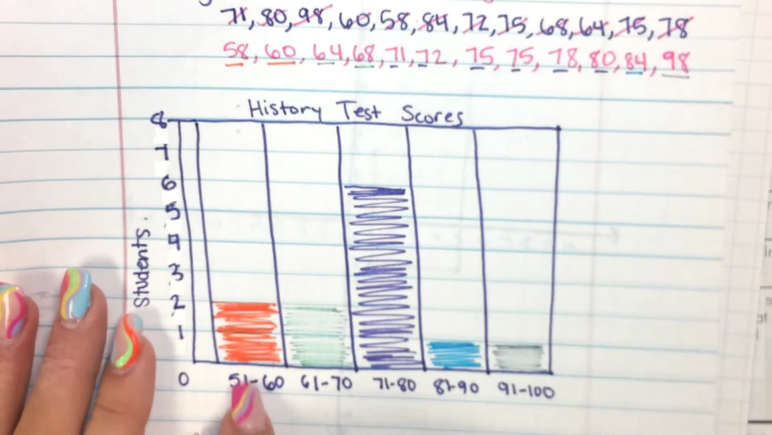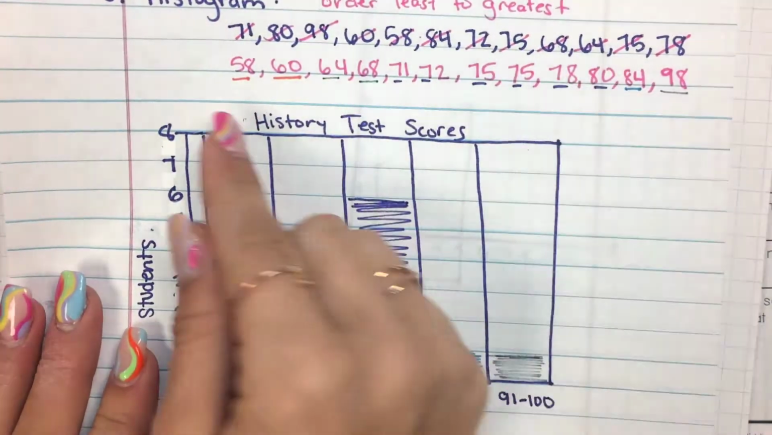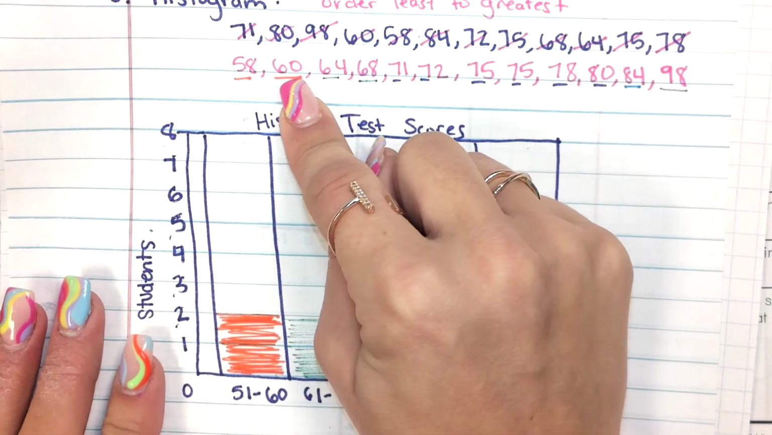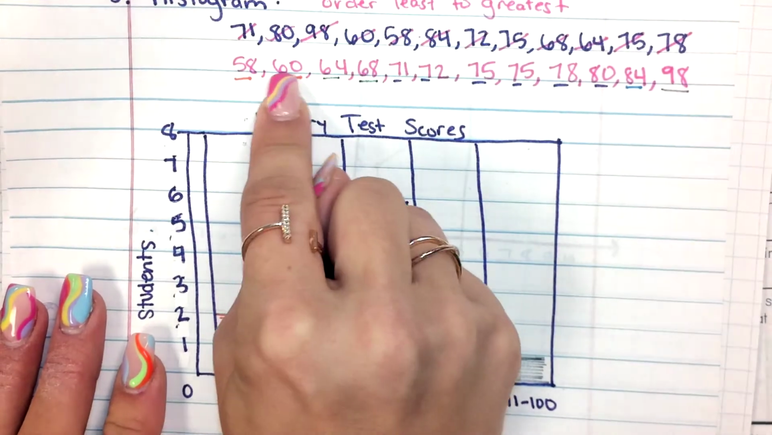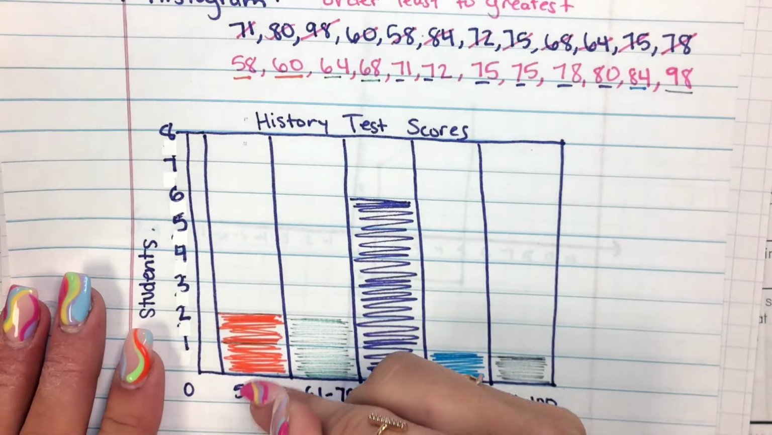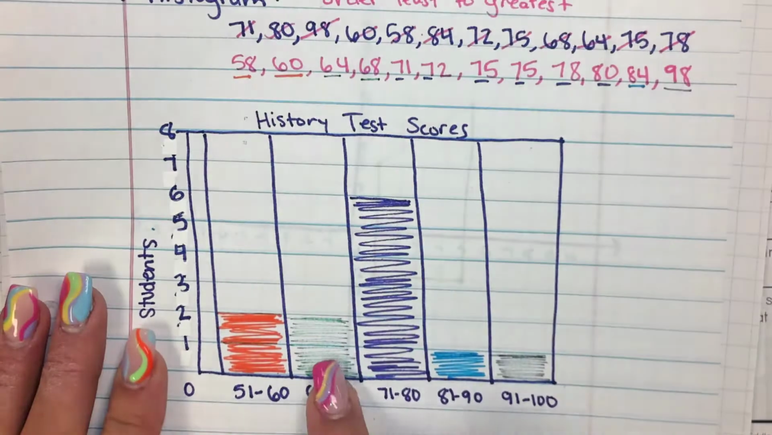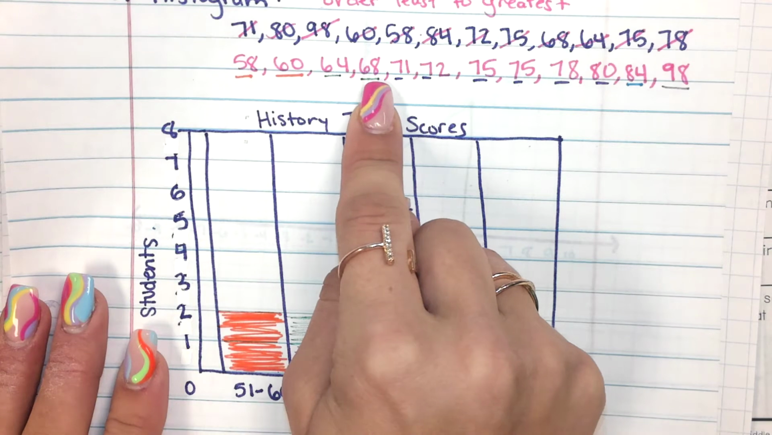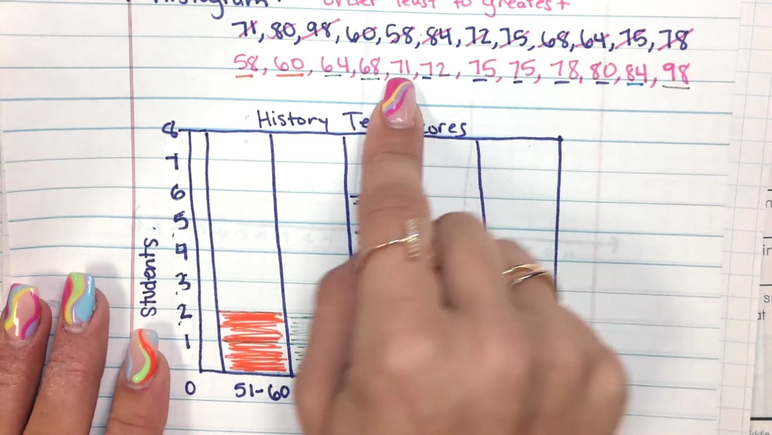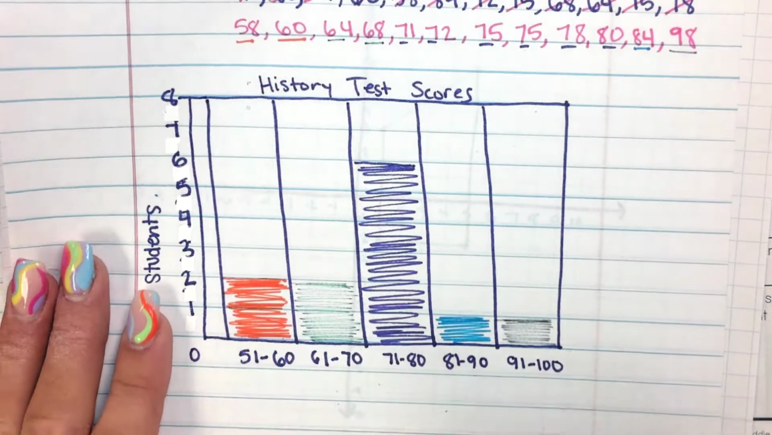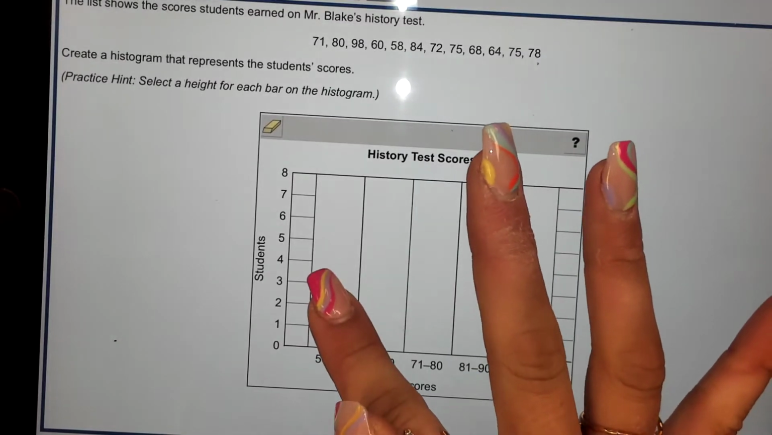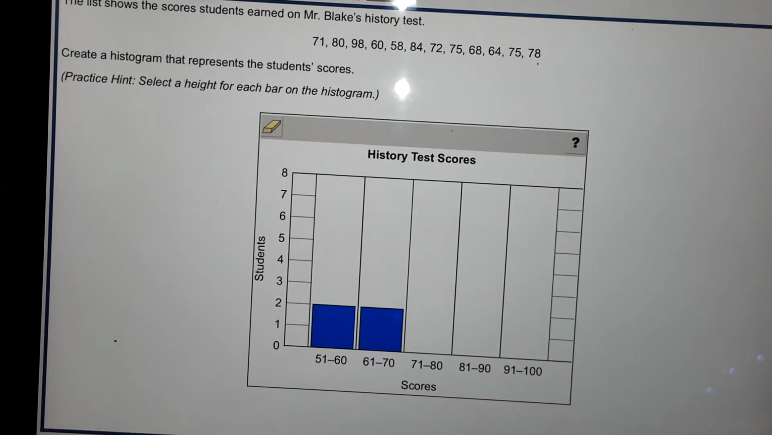And then on my histogram, I had to tell how many are from 51 to 60. Now that they're in order, I can say, is that one from 51 to 60? Is this one from 51 to 60? Yes, so how many are from 51 to 60? 2, so I drew it up to 2. Next, from 61 to 70, does that make the criteria? Yes. Does that make the criteria? Yes. Does that make the criteria? No, it's over 70, so just 2, so I'll go up to 2. So on here, when you're doing it, you'll just click and drag. So this one's up to 2. This one's up to 2.